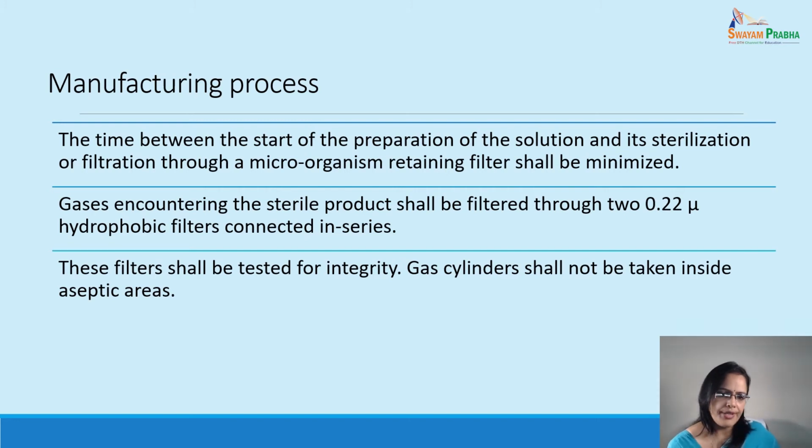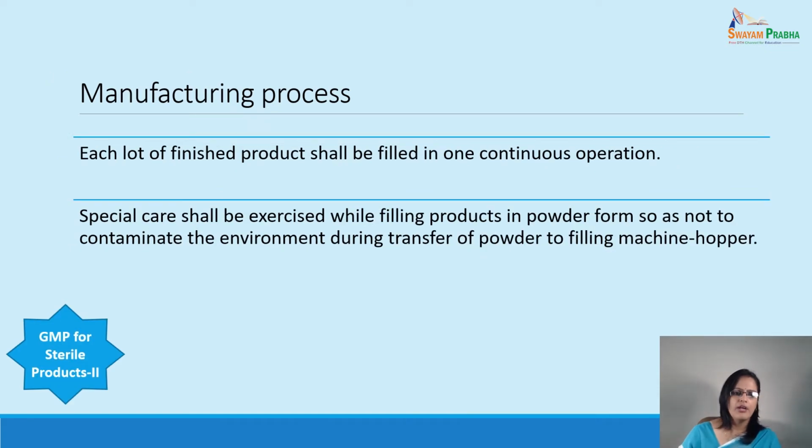Okay, now gases coming in contact with the sterile product shall be filtered through two 0.22 micron hydrophobic filters connected in series. Each lot of finished product shall be filled in one continuous operation. All these measures are necessary just to avoid any contamination, because we can't take a chance of any trace amount of contamination, especially when we are dealing with sterile products.